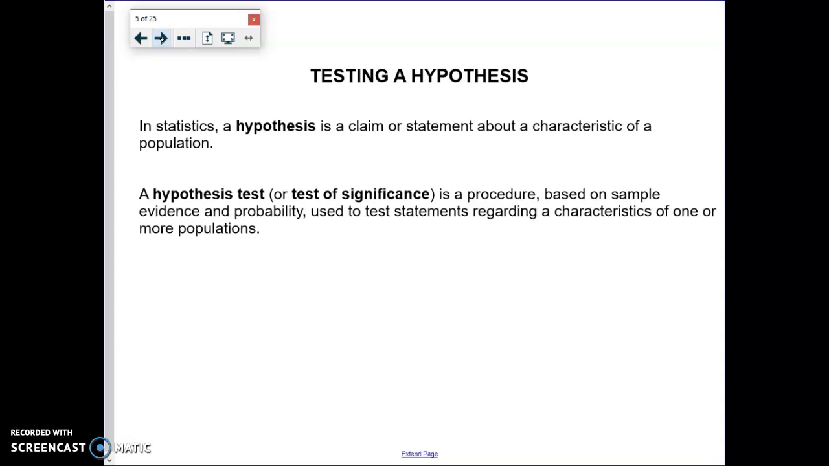I want to be careful when I say true or not. So a hypothesis test or a test of significance is a procedure based on sample evidence and data and probability used to test statements regarding characteristics of one or more populations. A little bit of a typo there, I'll have to go back and change that, okay?